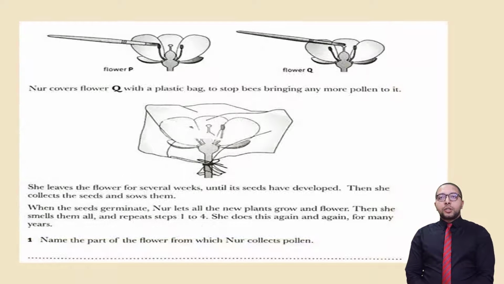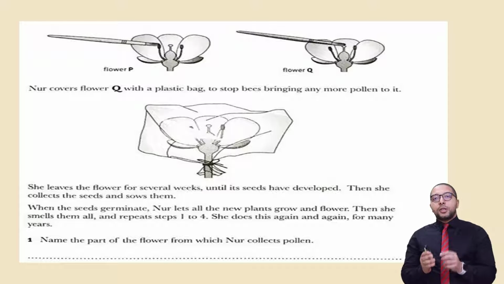As you can see in the picture, Noor covers flower Q with a plastic bag to stop bees bringing any more pollen onto it, so she can make sure that whatever pollen she has added to the stigma is going to fertilize this flower. Then she leaves the flower for several weeks until its seeds have developed. Then she collects the seeds and sows them.